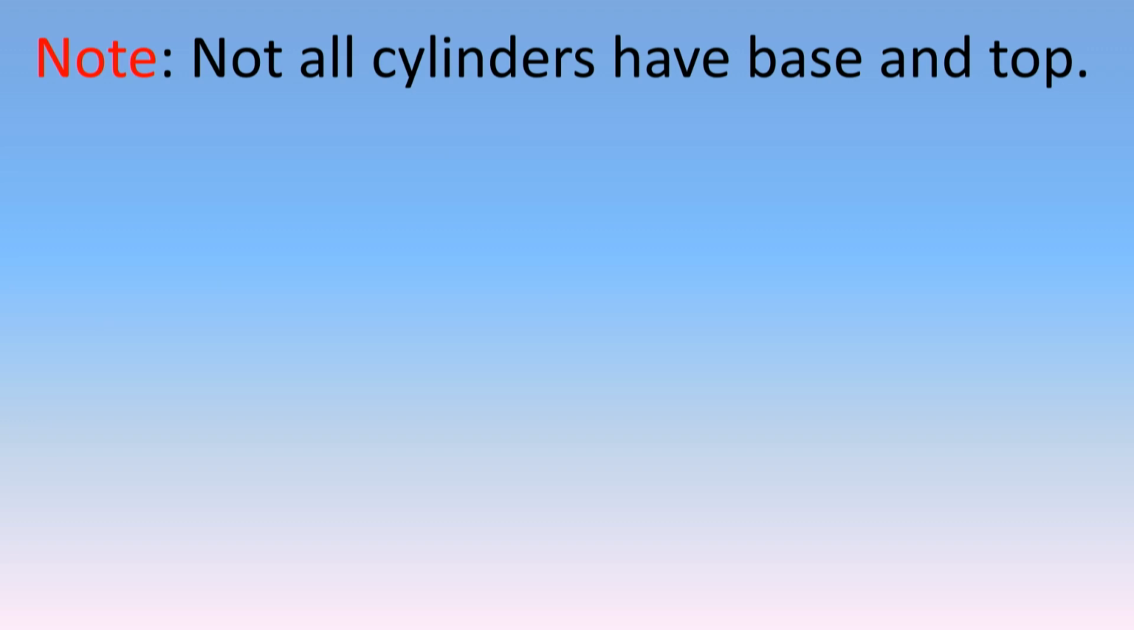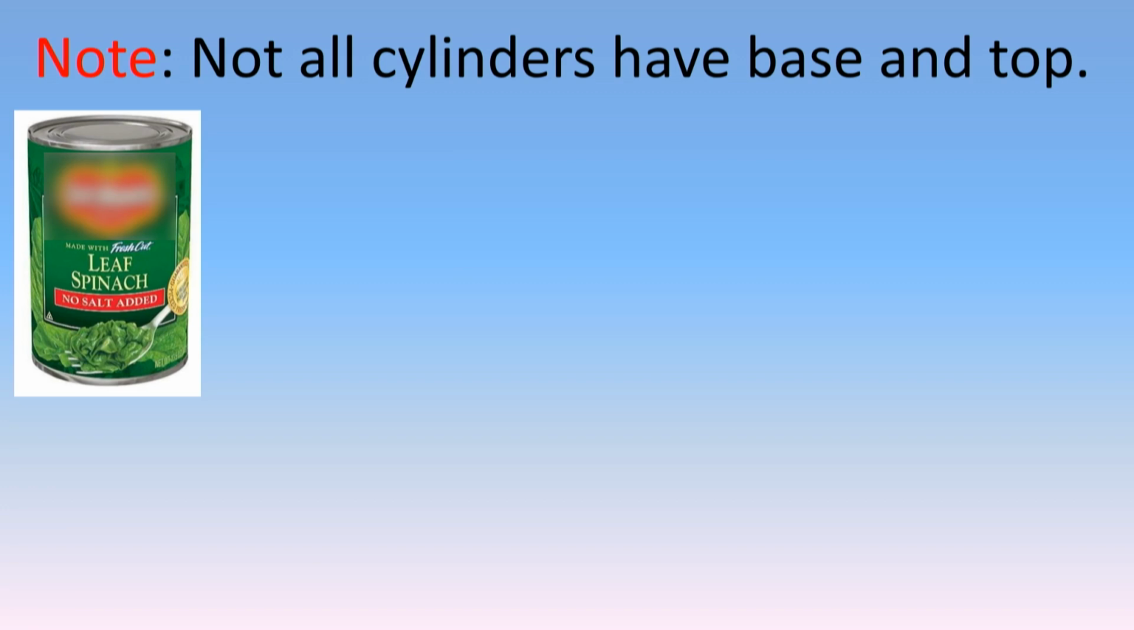Now, not all cylinders have a base and a top. If you look at the different pictures, you will see that for this one, we have a closed cylinder. This means that this cylinder has a base and a top. So the total surface area of a closed cylinder will be 2πr² plus 2πrh, because we have a circle at the top and a circle at the bottom.